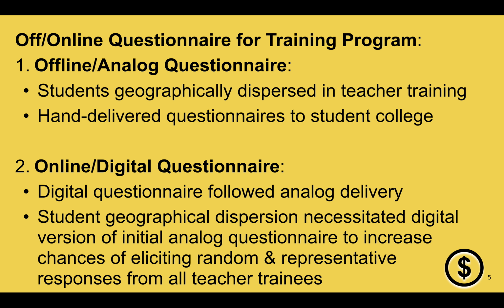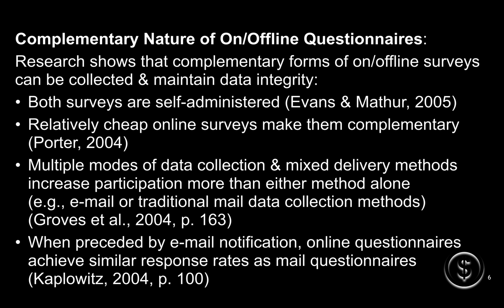Luckily, there is a complementary nature of online and offline questionnaires. Research by various people who work in these types of fields shows that the complementary forms of online and offline surveys can be collected and maintain data integrity, which is good. Both of these types of surveys are self-administered, so the research subjects can do the surveys on their own. In terms of the online surveys, they are relatively cheap, which also makes them complementary if you need them. These multiple modes of data collection and mixed delivery methods increase participation more than either method alone.